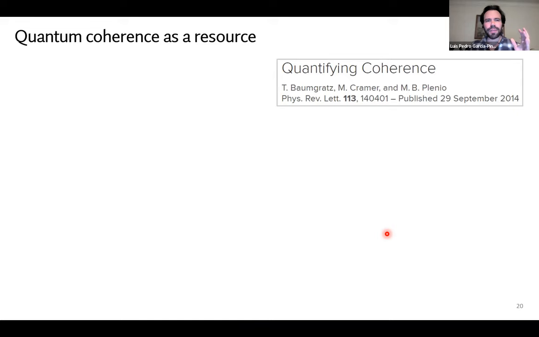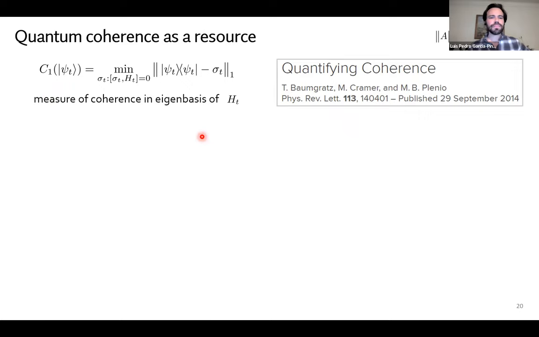Let me go to the last idea, because this is something that I enjoy a lot thinking about. I showed the simplest bound that we have, but we have another bound that involves the energy coherence, the quantum coherence of your system. In this paper, they define some measures of coherence. This measure of coherence is defined by looking at the state of your system, subtracting any state that commutes with an operator of interest, and then looking at the norm and minimizing over sigma.